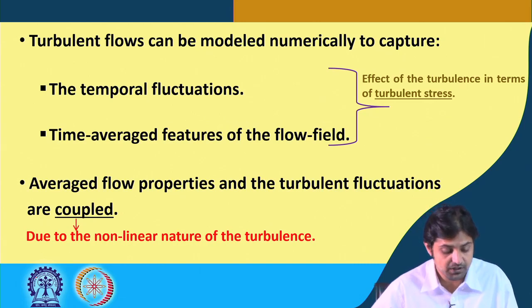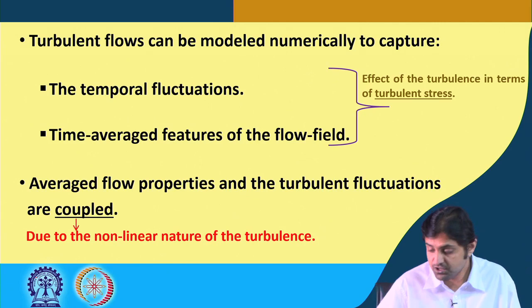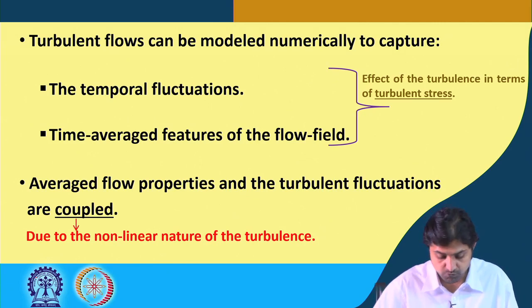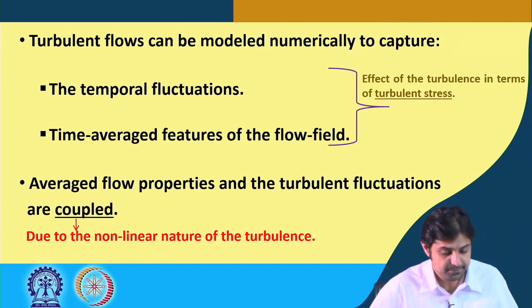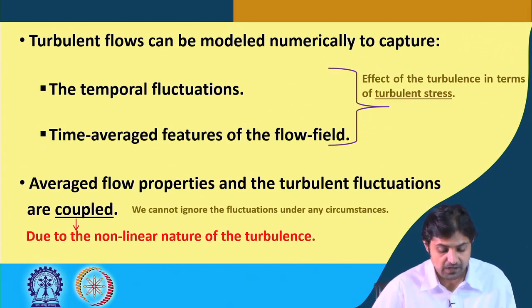And why are they coupled? Due to the non-linear nature of turbulence. This is all the information that we know from before. For this particular reason, we cannot ignore the fluctuations under any circumstances. So an ideal turbulence model should be able to capture all these fluctuations too.